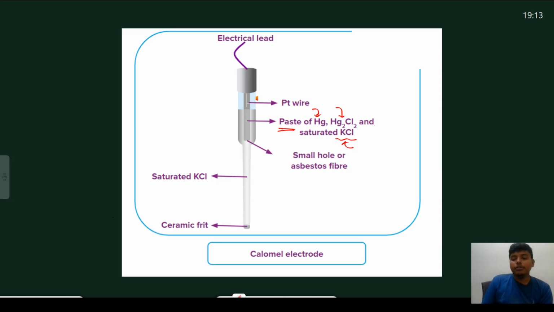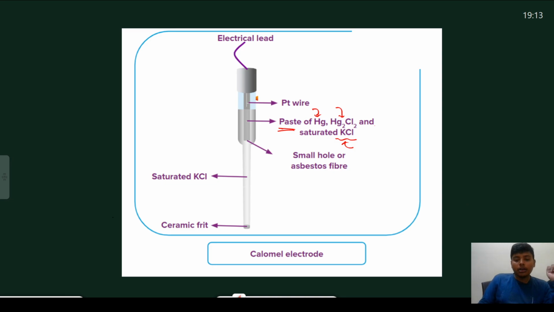Now, why do we use the calomel electrode? Because we need more efficiency. For the hydrogen electrode, the potential is zero, but hydrogen is a gas, so we cannot hold it easily. For mercury it is not zero. In the series, after hydrogen comes mercury, after that copper. So that's why we are using mercury.